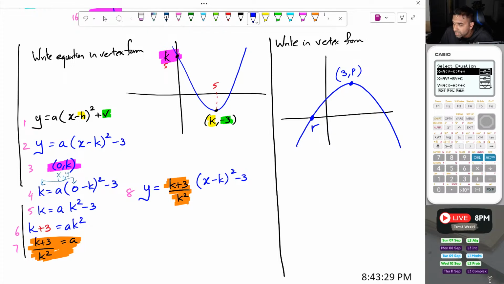Neon tetrafish, which other parabola are you talking about, Neon? Because I think once you understand this, you're pretty much good to go for vertex form. And I'm literally giving you the hardest vertex form that they could ask you.